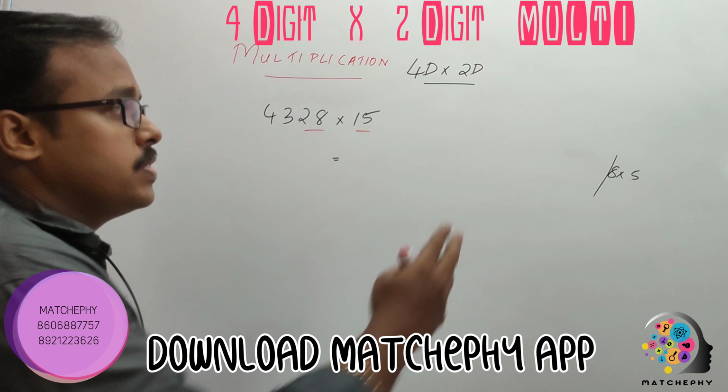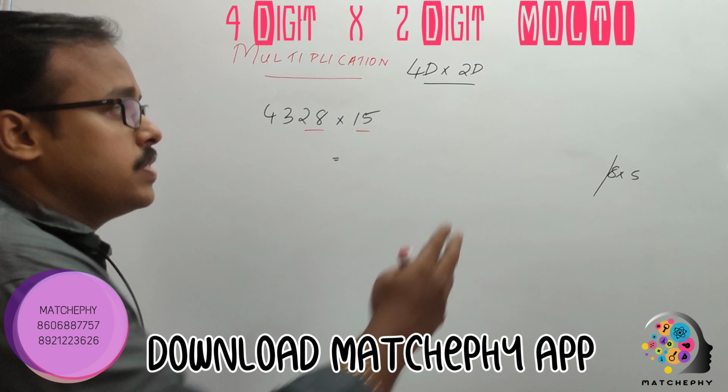4,328 into 15. So here what happens? If we can guess, obviously the unit place into unit place will give you the unit place of the product. So I am writing the step here: 8 into 5 I am taking as a product. 8 into 5, that will be the unit place of the product.